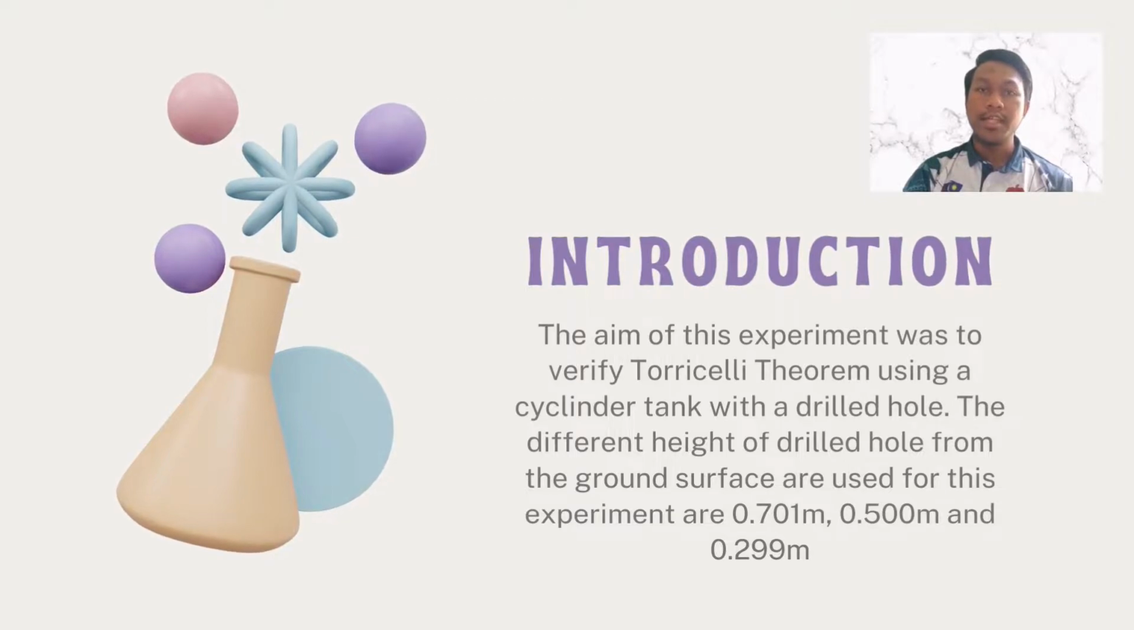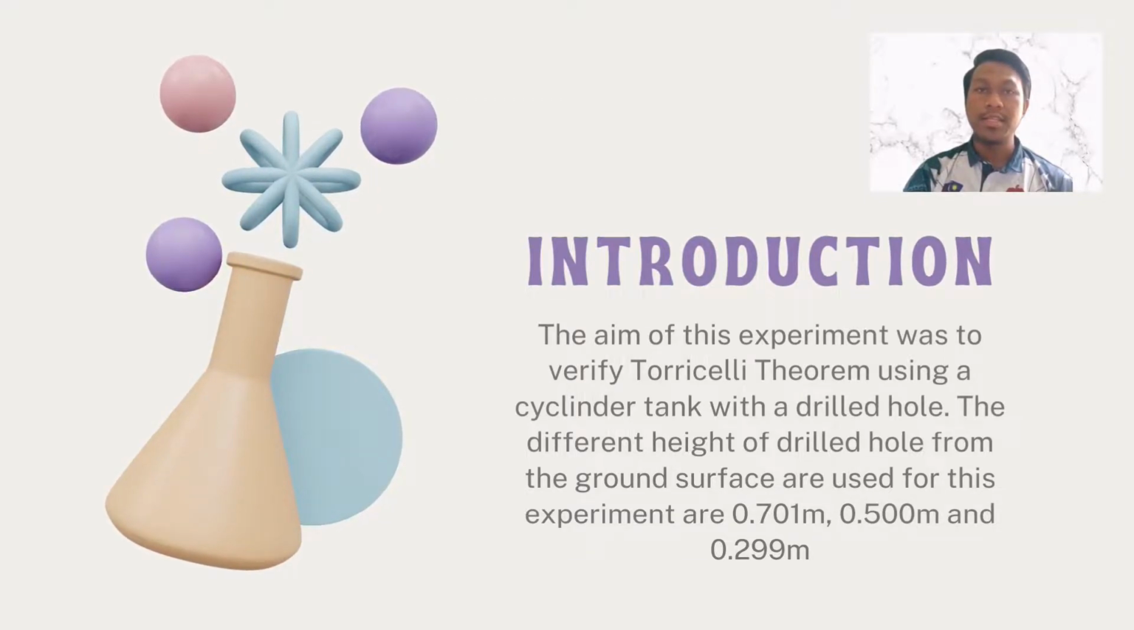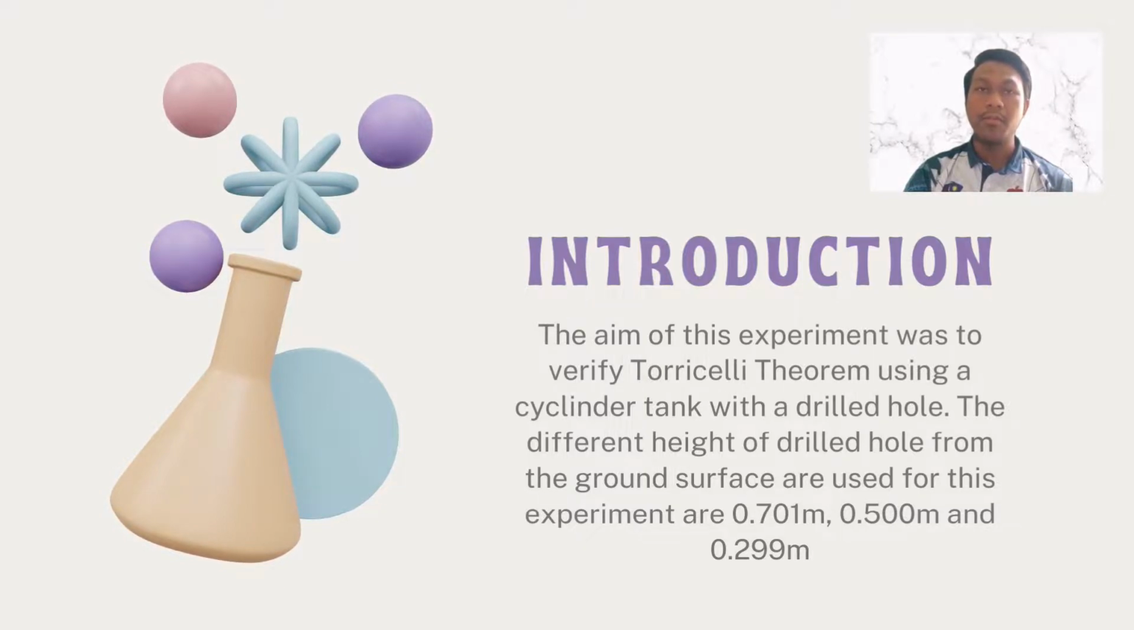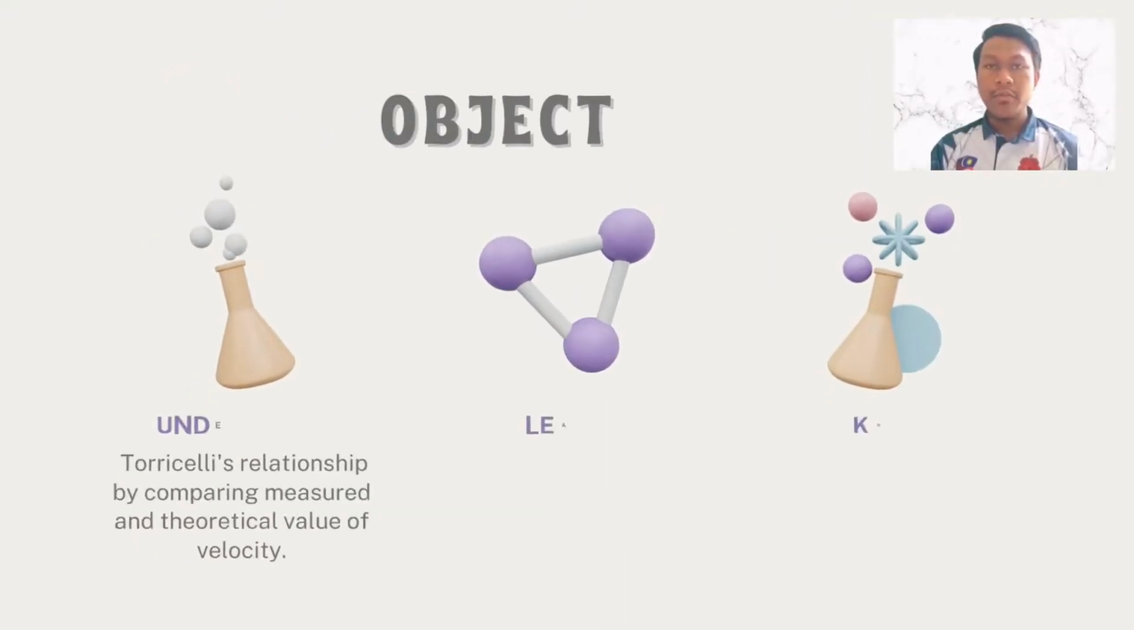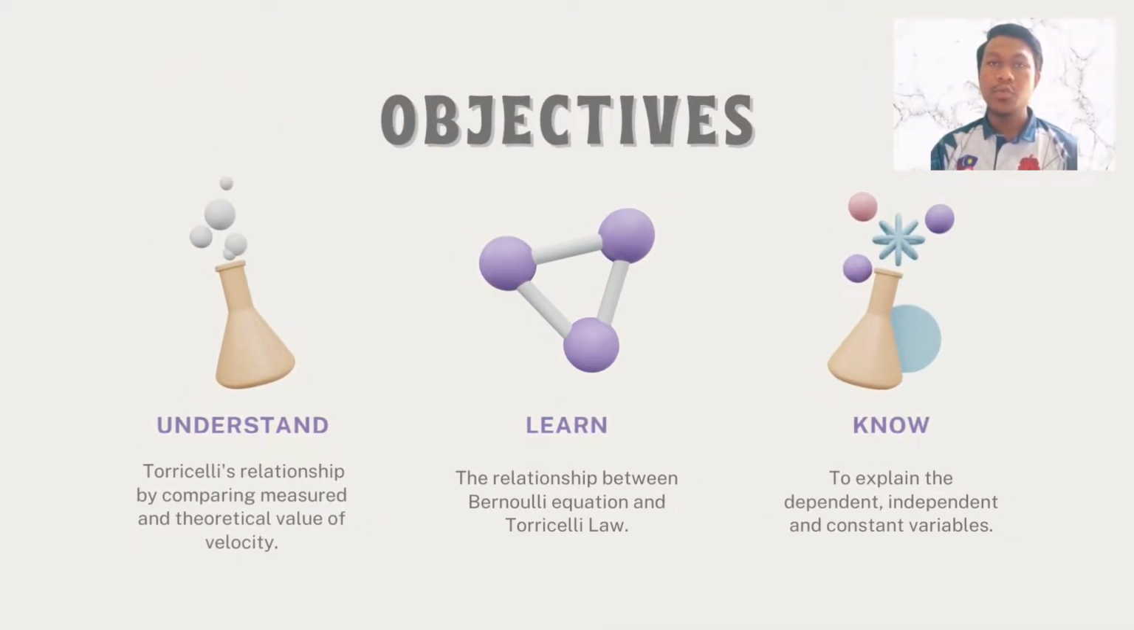Introduction. The aim of this experiment was to show the Torricelli theorem through comparison of theoretical velocity and experimental velocity of fluid. This experiment was conducted by use of a cylinder tank with a drill hole. Different heights of the drill hole from the ground surface were used for the experiment, which are 0.701 meter, 0.5 meter, and 0.29 meter. The first objective of this experiment is to understand Torricelli's relationship by comparing measured and theoretical values of velocity.